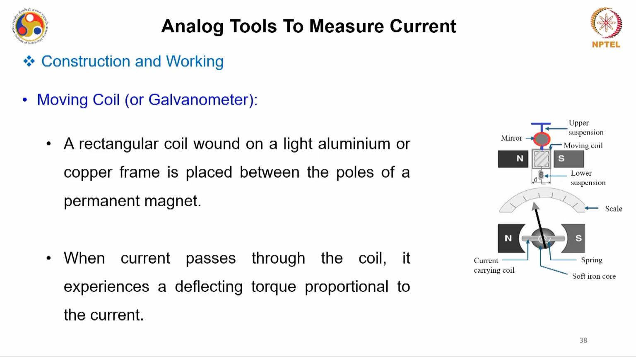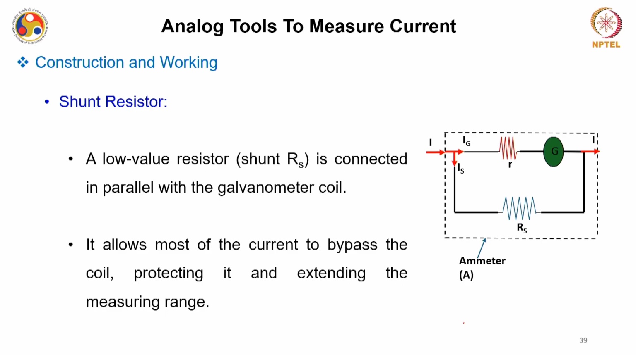this conversion of the galvanometer. You have a rectangular coil wound on a light aluminum copper frame which is placed between the poles of a permanent magnet, like any other PMMC tool. Now, when current passes through the coil, it experiences a deflecting torque. And this deflecting torque is proportional to the current value, and this is the gist of any kind of tool that we are going to discuss.